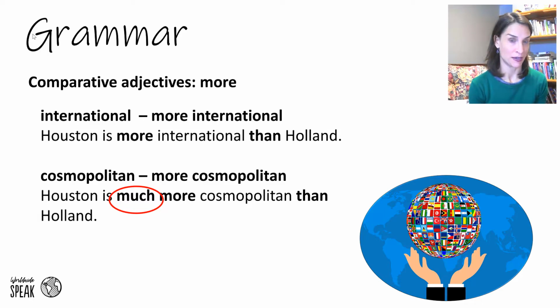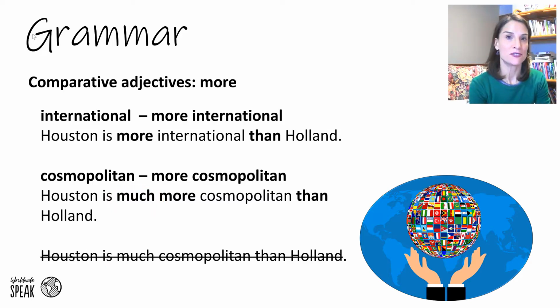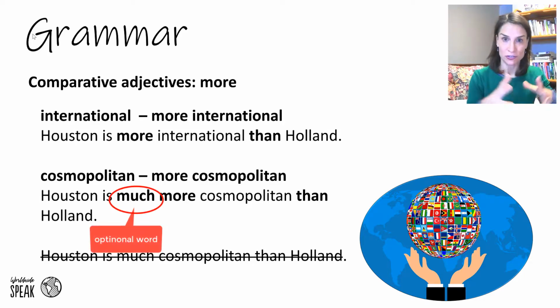This is optional. I'm using this word because, like I said, I want to tell you that the difference is really a big difference. So I added much to emphasize this. Much more cosmopolitan. Now, a lot of students make a mistake like this. Houston is much cosmopolitan than Holland. Remember, much is an optional word here to show that the difference is a big difference, but more is an essential part of your construction. You have to include it when you're making a comparison like this using a long adjective.